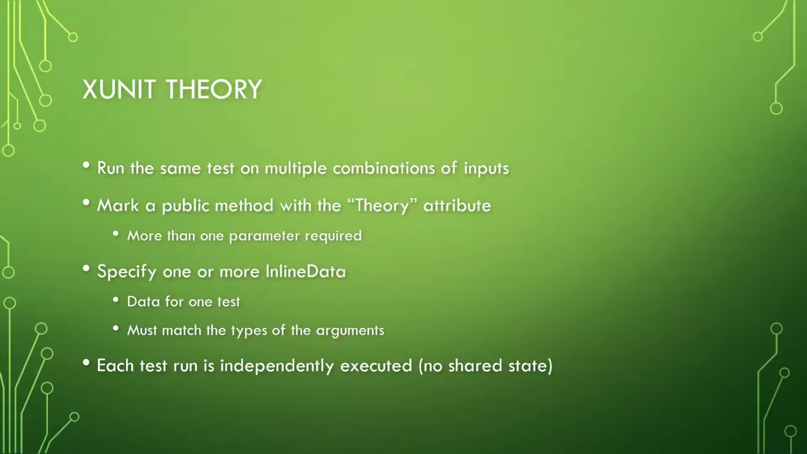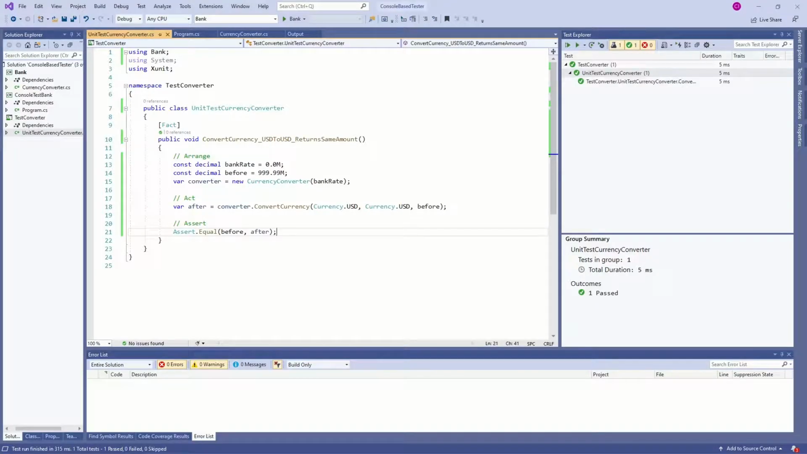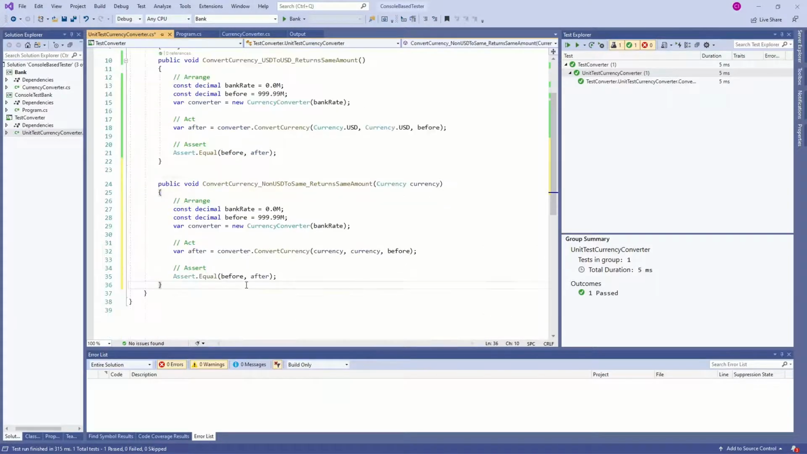So the test functions will still return void, but now we're going to have a parameter list that's customized for that test's needs. So let's go ahead and write a theory for our currency converter. It's going to look much the same as the test that we had before, but let's make it so that we can run on all of the non-USD currency rates. The code is virtually the same as before, but instead of these hard-coded constants here, let's make it a parameter, currency, that we are going to pass in.